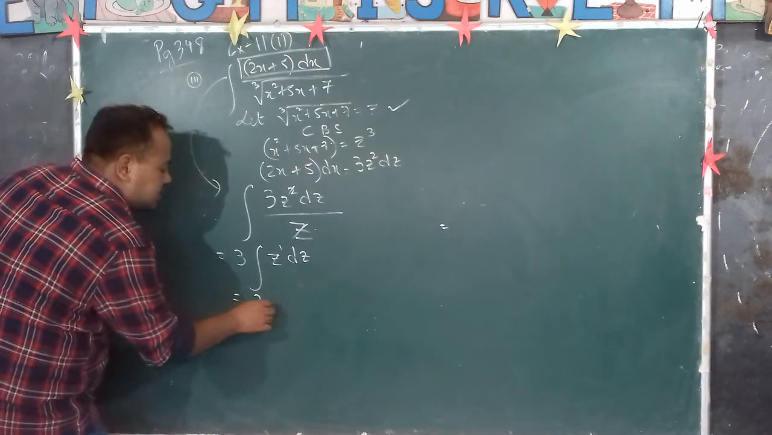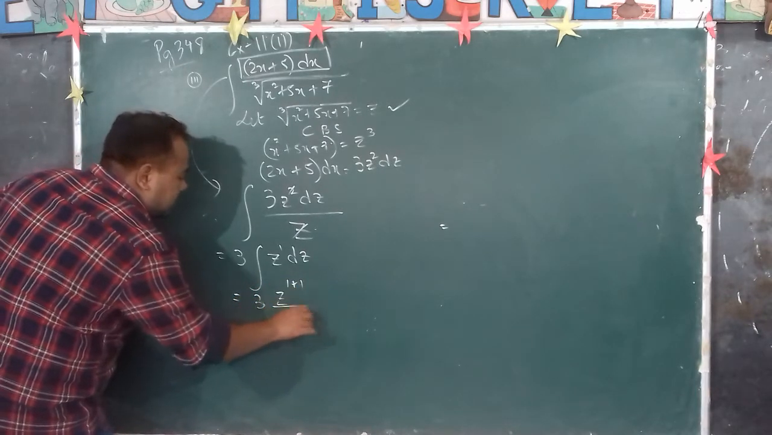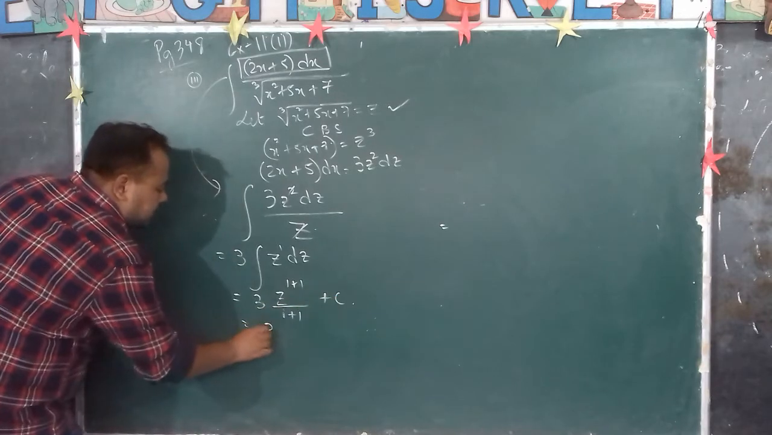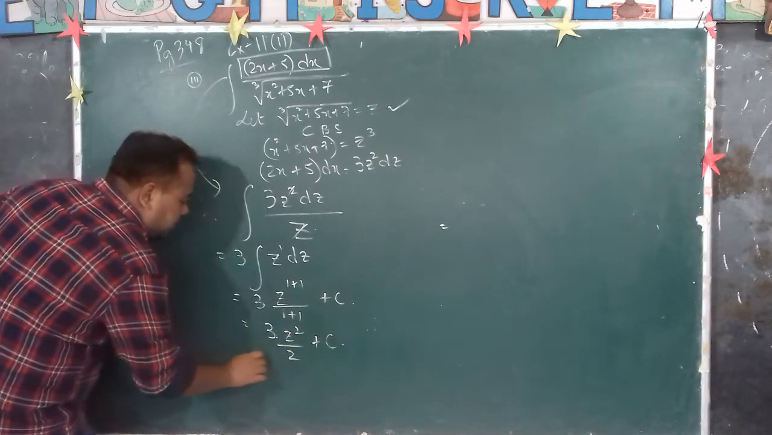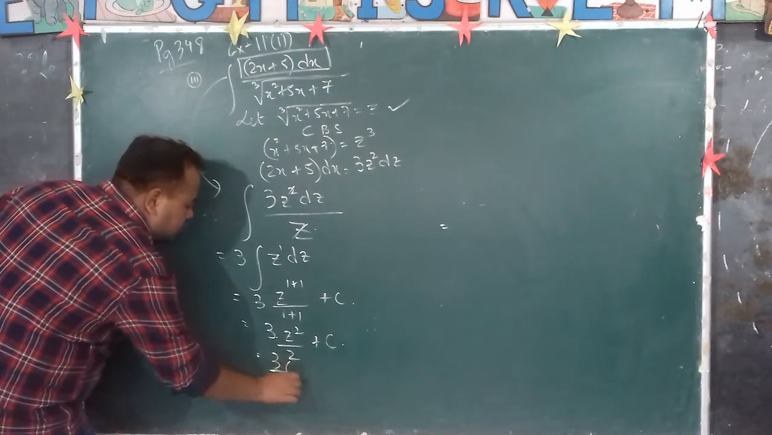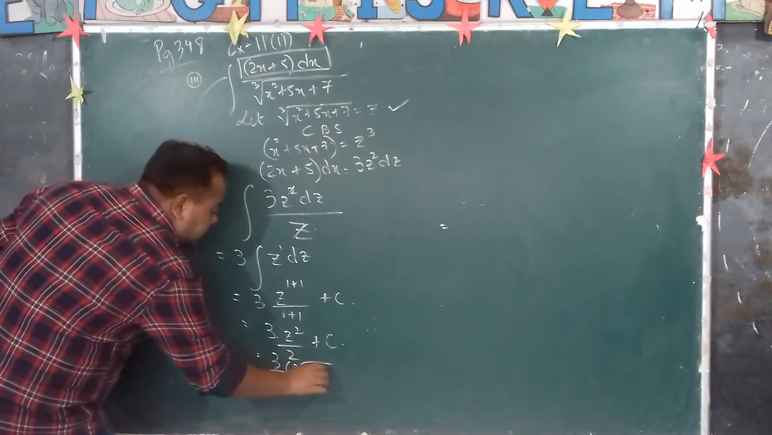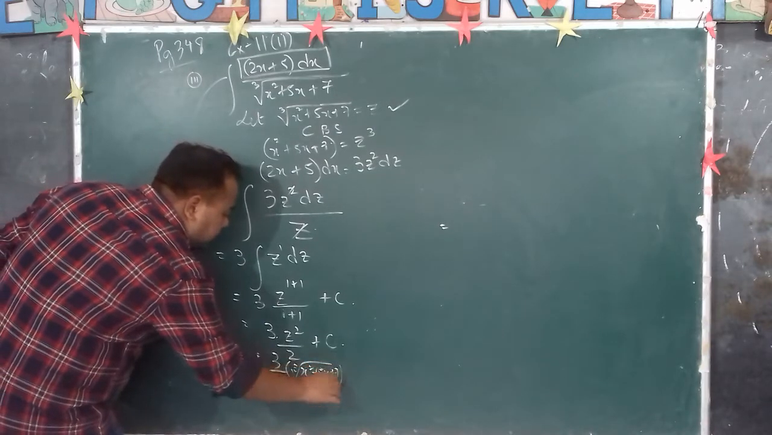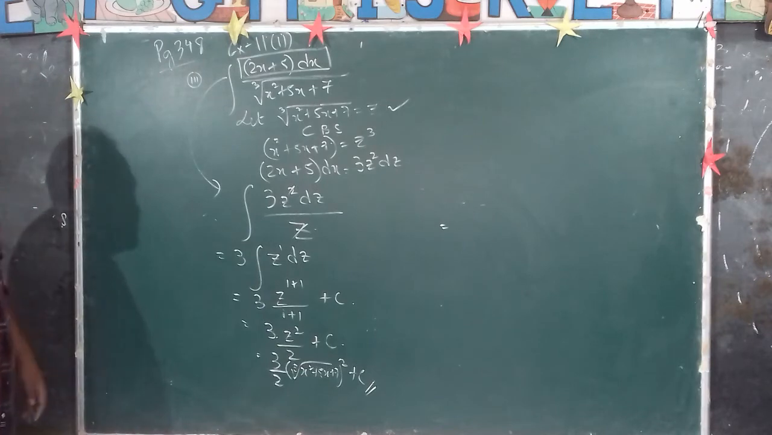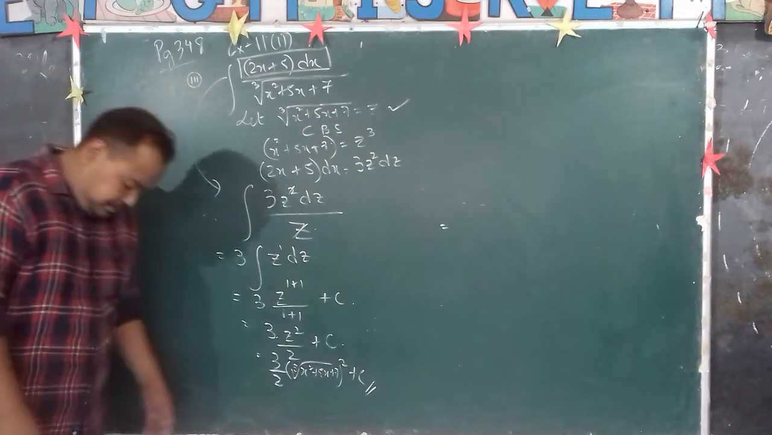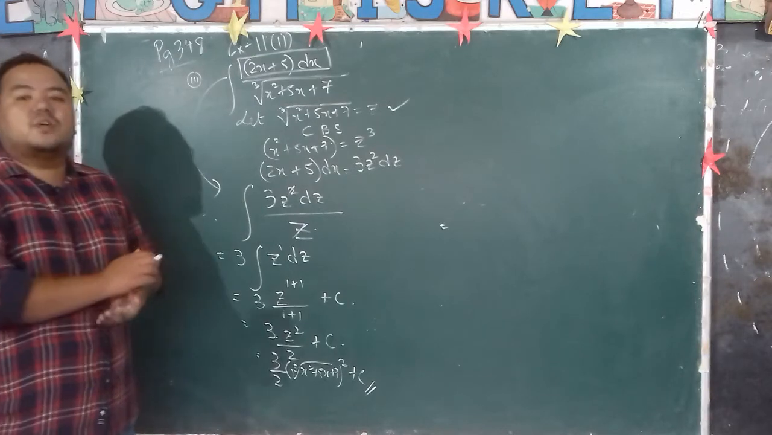And don't you know the integration of z? Remember in the first class I told you, in differentiation the power decreases, in integration the power increases. So 3 as it is, what is the integration of z? It is z to the n plus 1 divided by n plus 1 plus c. That means 3 z square by 2 plus c. So put the value of z. 3 by 2, what's the value of z? Cube root of x square plus 5x plus 7 whole square plus c. So this is your final answer. So this is how you use the steps to solve a question on substitution.